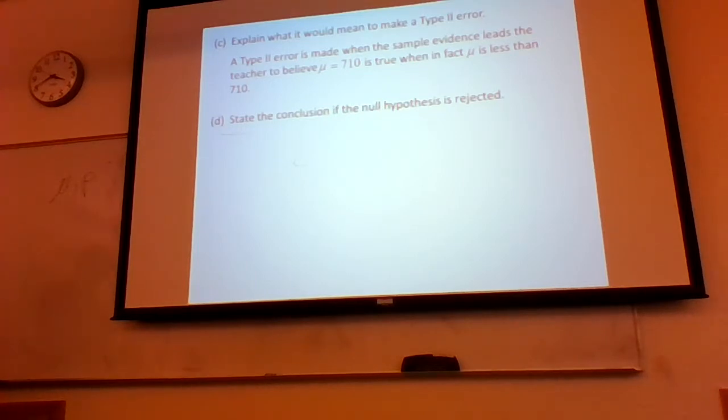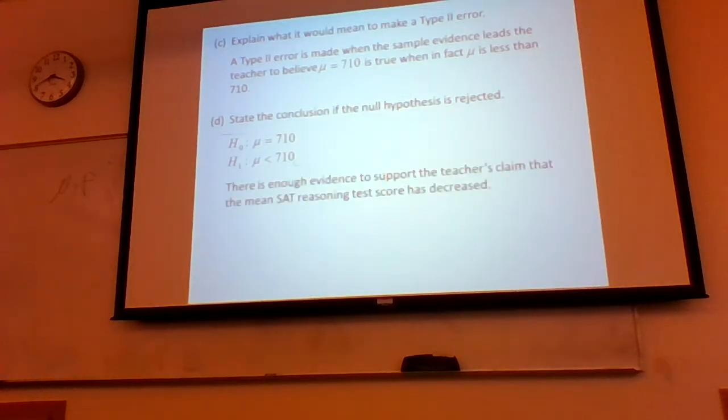So let's say, how would we write the conclusion if we actually rejected the null hypothesis? Well, we write it as there is enough evidence to support the teacher's claim the mean SAT reasoning test score has decreased. Does that make sense? That's what you hear on TV all the time. This language really pops up. You hear it all the time in your doctor's reports too.